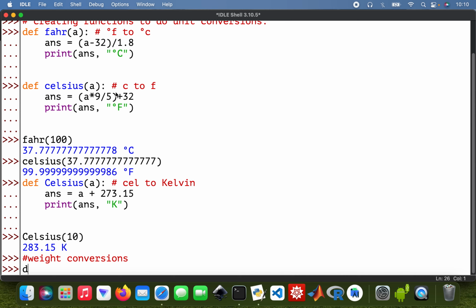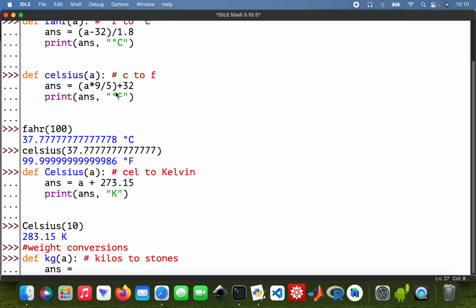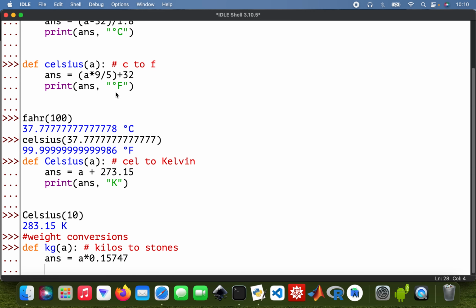And then what I need to do now is weight conversions. Okay, so define that as kilograms, and then A as well, and then that's kilos to stones. Okay, then my answer is equal to A times 0.15747. Okay, and then print my answer there, and that'll be stones.